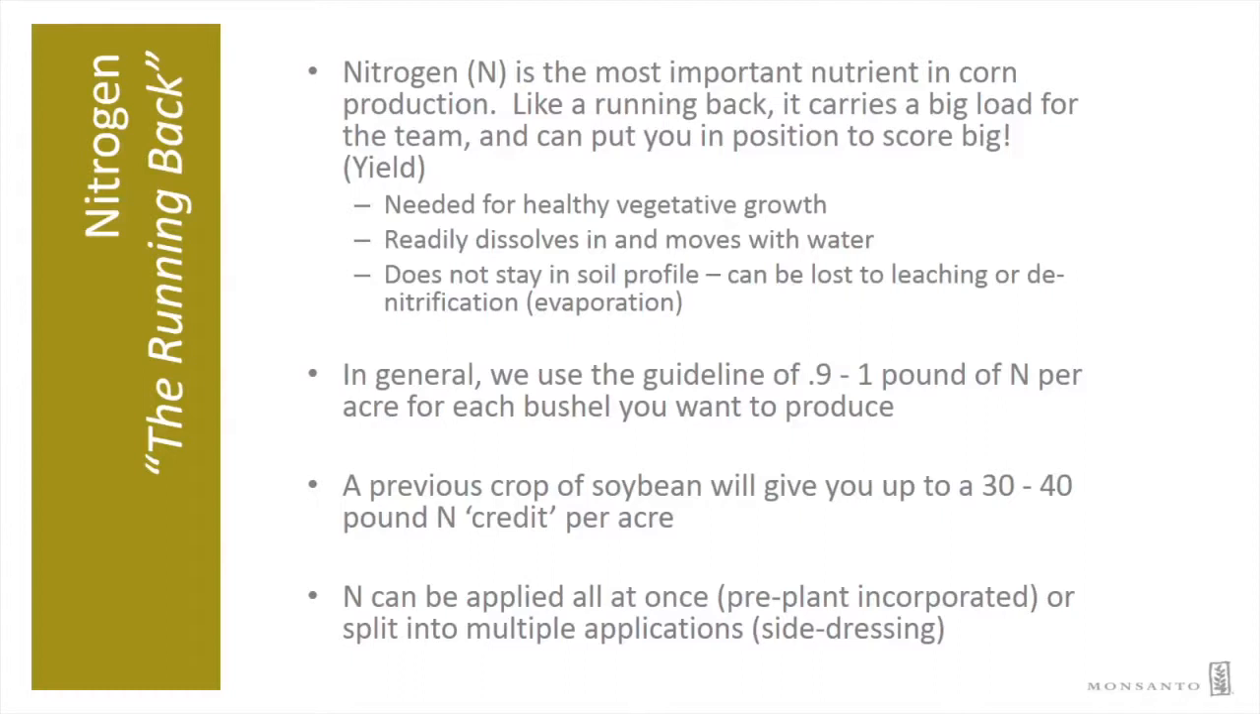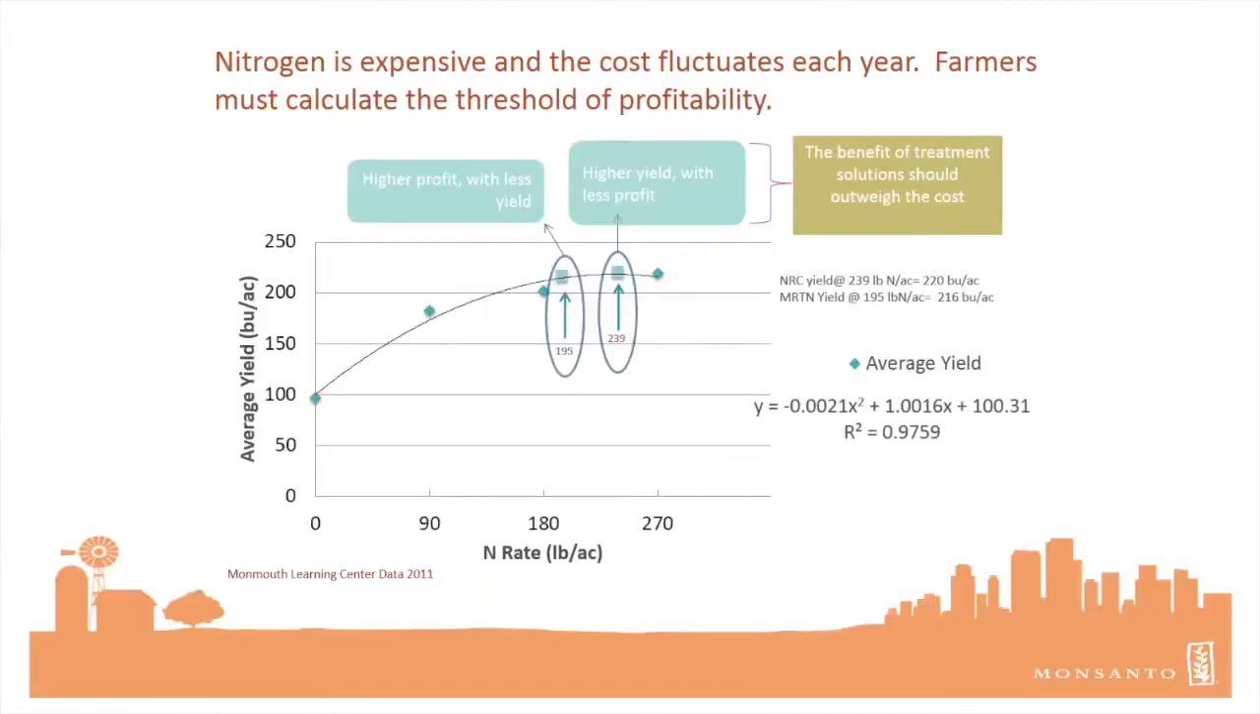So that's certainly one of your bigger choices here in the program, is to decide, number one, how many pounds of N are you going to pay for? And then, are you going to pay for the second pass of the side dress, or just put it out all pre-plant incorporated? So a number of different decisions here with your running back option.